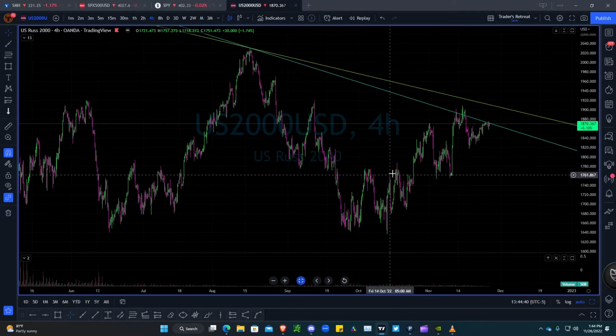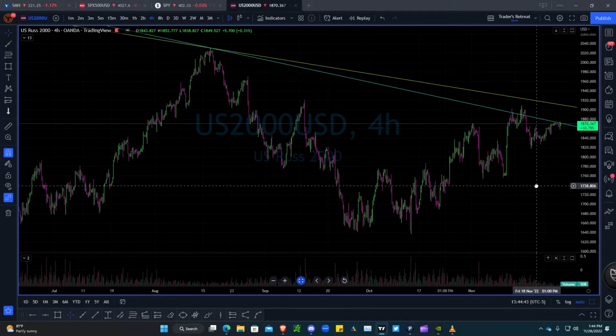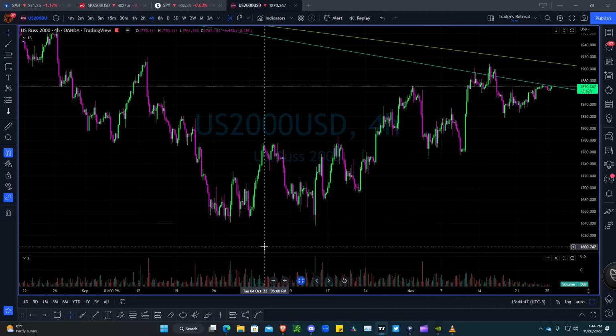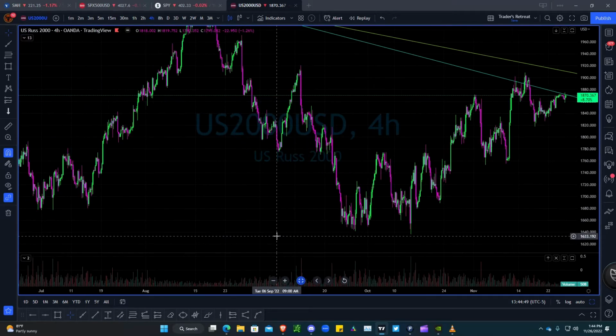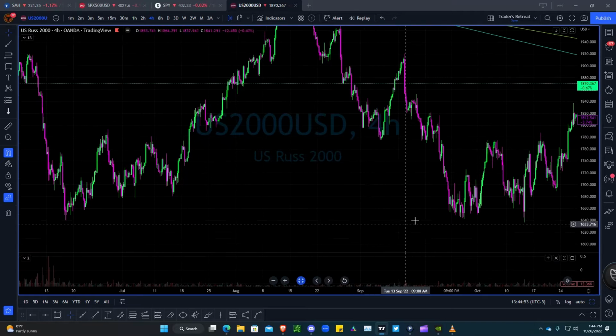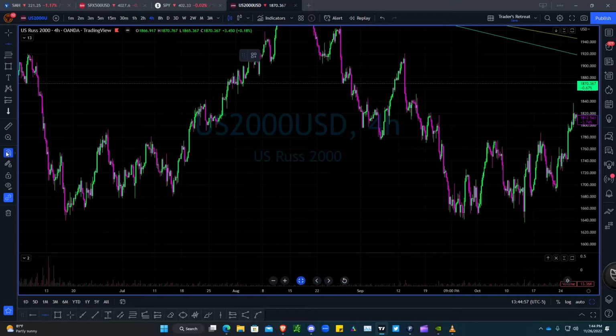So I'm going to try to keep this as quick as we can. But basically I'm looking for those 4 hour zones. I'm going to redo them here. A couple things come to mind right away, and it's right down here, right? So what I'm using is the magnet feature and then the horizontal line.